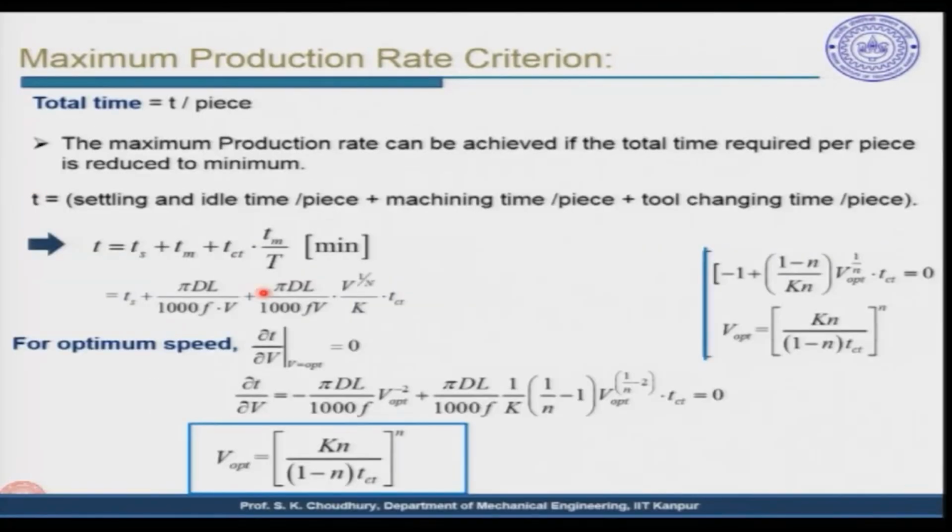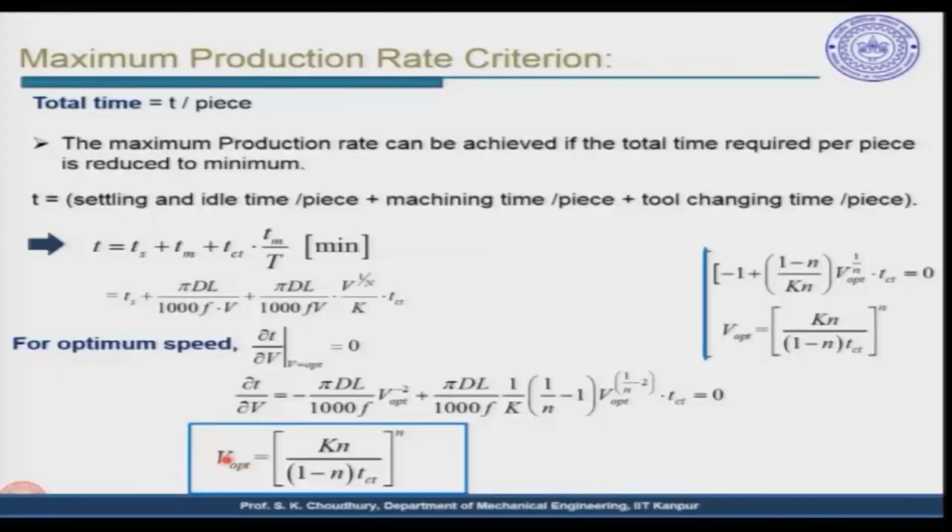So, we have to keep in mind that for each criteria the value of the optimum parameters is unique, in the sense that with this value of V optimum we cannot satisfy the other criteria like maximum profit rate or minimum production cost.